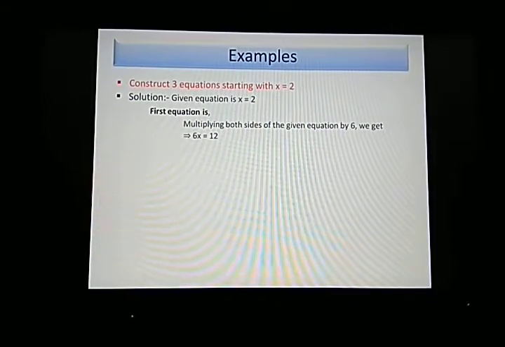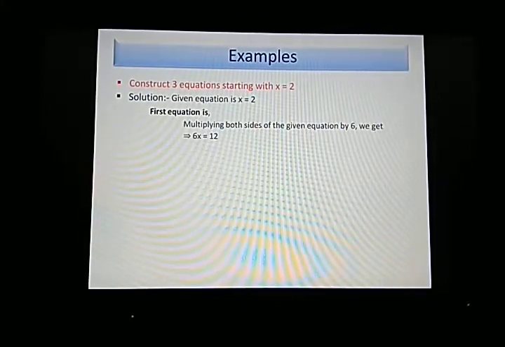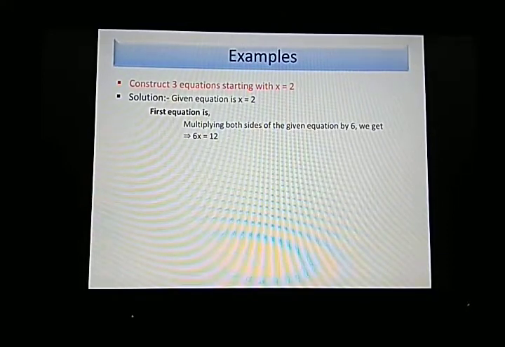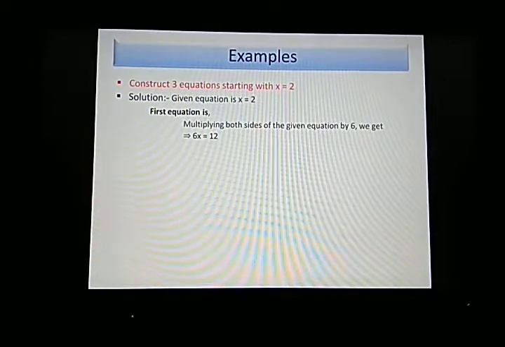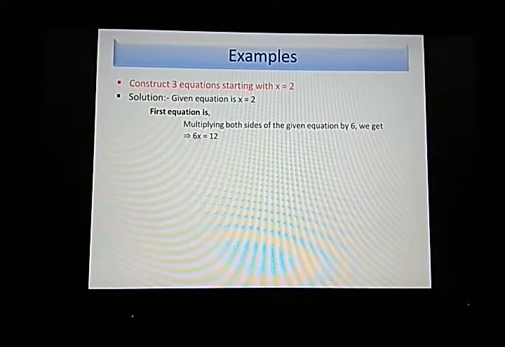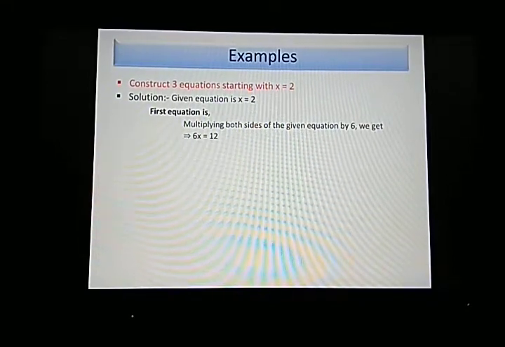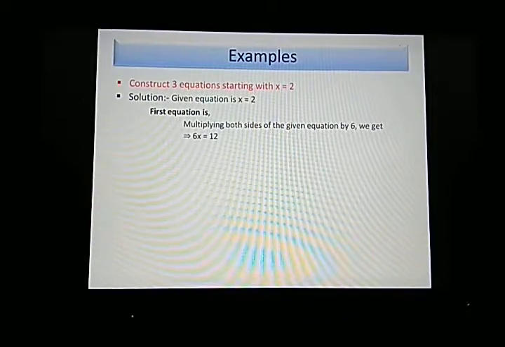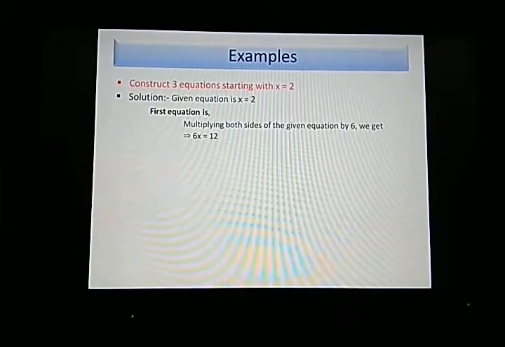So if we multiply both the sides by 6, we get 6x equals 12. Now if you see carefully, the form of the equation remains the same. If we cancel both the sides by 6 or divide both the sides by 6, we will get back x equals 2. Clear? So even after multiplying with 6, the form of the equation remains the same. Clear? So this is our first equation.